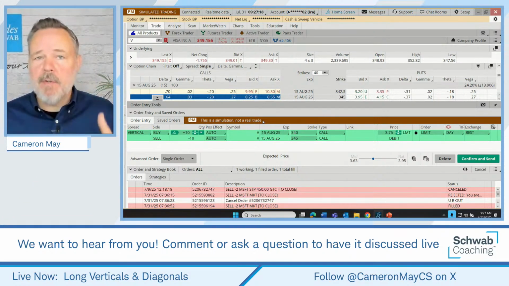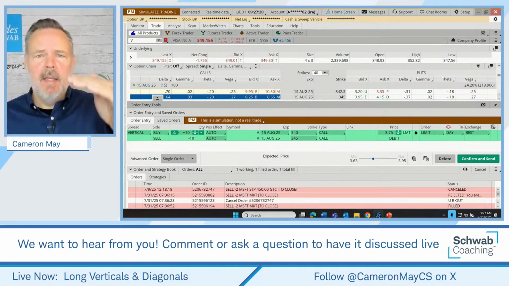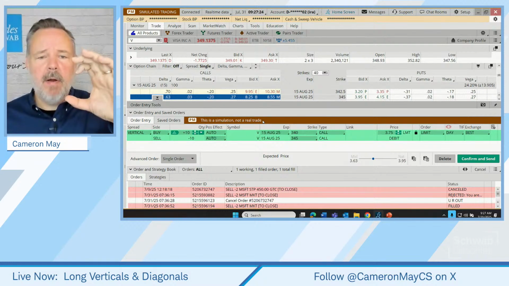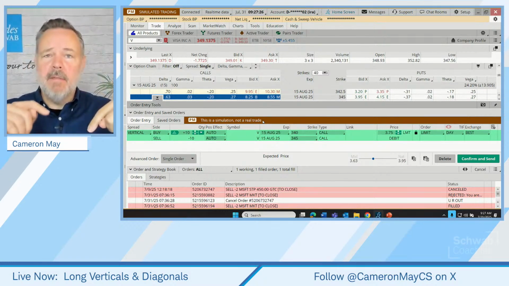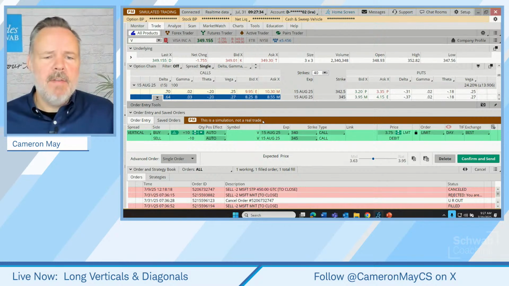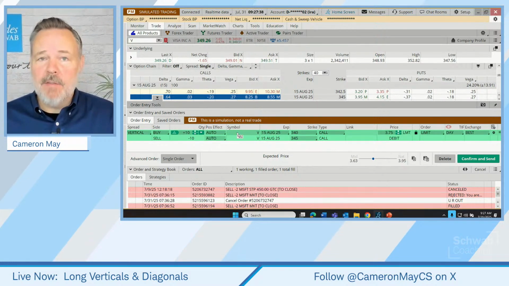Just for the first timers who've never placed a vertical spread, when we have strikes that are several strikes apart, holding down that Control key is a nice little feature. We can just click on the ask price for options that we intend to buy, and click on the bid price for the options that we intend to sell. But let's also see what we're getting ourselves into using that Analyze tool.